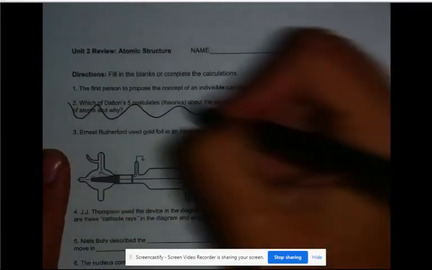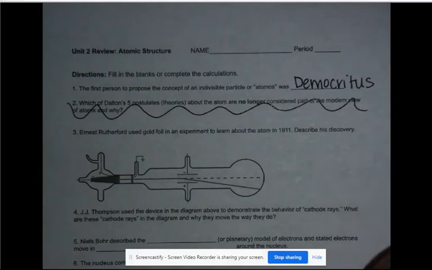Number 2, we're going to kind of throw this one out because we're not testing you over it, but just so you know, he had 5 postulates, and 2 of them ended up being wrong. One was that he said atoms are indivisible, but now we know there's protons, neutrons, electrons, so they are definitely divisible. There's stuff smaller. And he also said all atoms are identical, and we now know there's isotopes and ions, so they're not all identical. Those were the 2 that weren't right, but don't worry about writing that down.